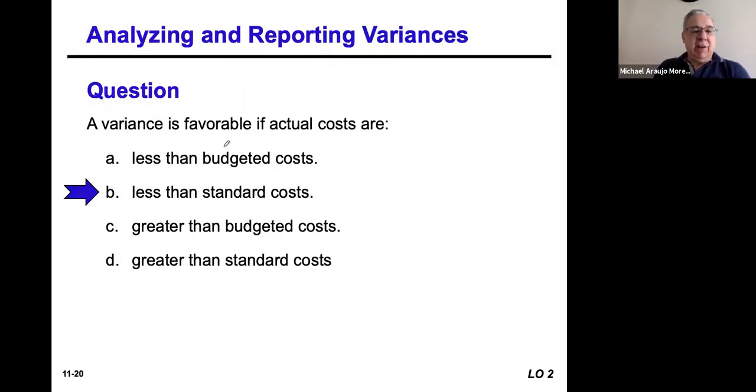So again, a variance is favorable if your actual costs are less than you expected, less than your standard costs. In this case, the standard cost was based on a level of efficiency. You beat that. You were more efficient than you thought. That's favorable, quite favorable.